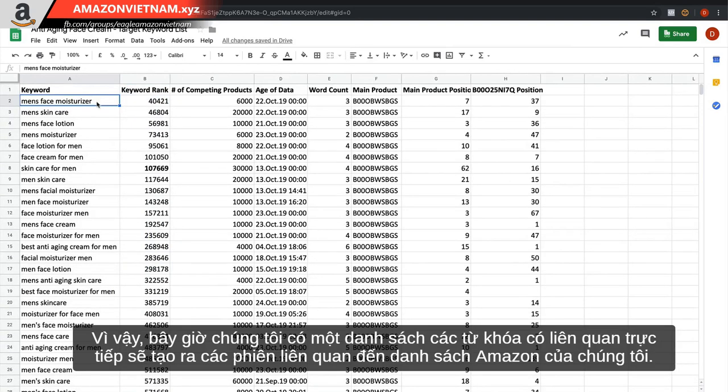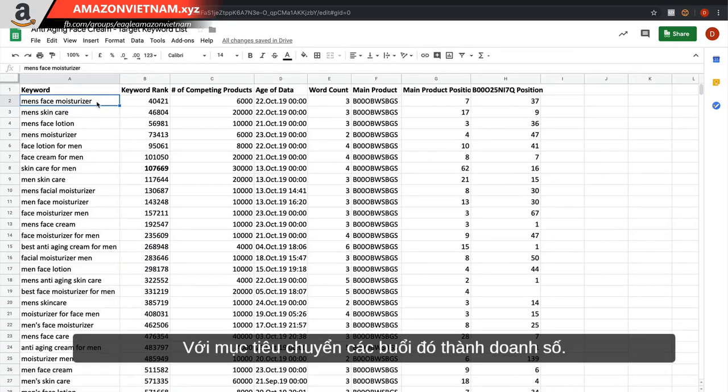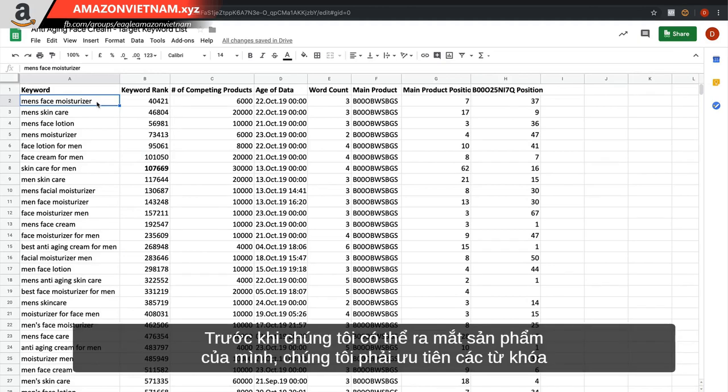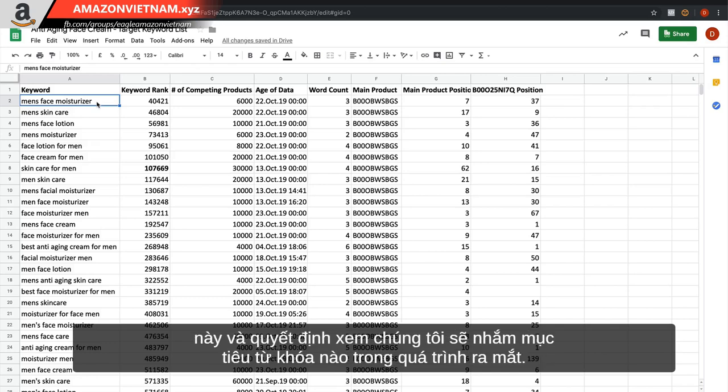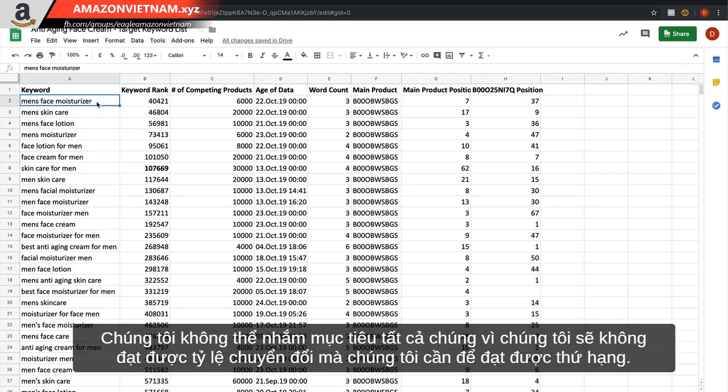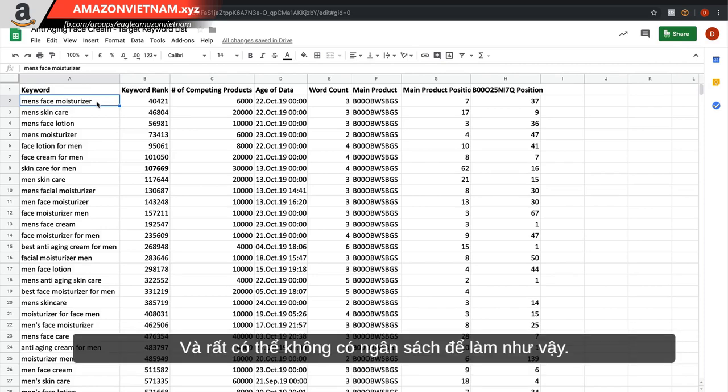So now we have a list of directly relevant keywords that will generate relevant sessions to our Amazon listing with the goal of converting those sessions into sales. Before we can launch our product, we have to prioritize these keywords and decide on which keywords we're going to target during our launch. We can't target all of them, as we won't achieve the conversion rate that we need to achieve rank, and most likely don't have the budget to do so.